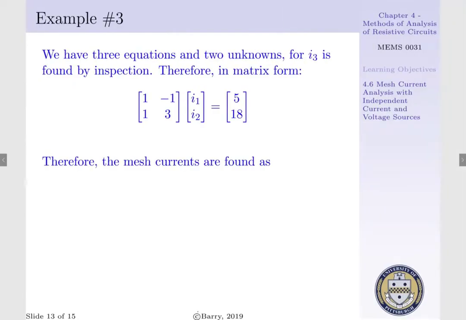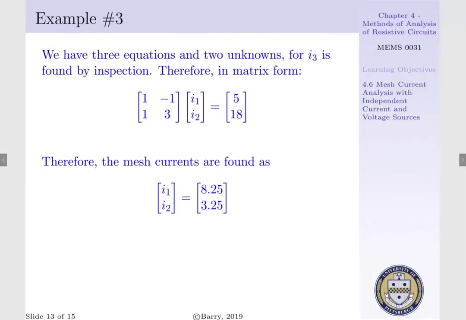Therefore, solving for mesh currents by taking the inverse of our coefficient matrix times the right-hand side, we have the following. I1 is equal to 8.25 amps, and I2 is equal to 3.25 amps, given I3 is equal to 4 amps.